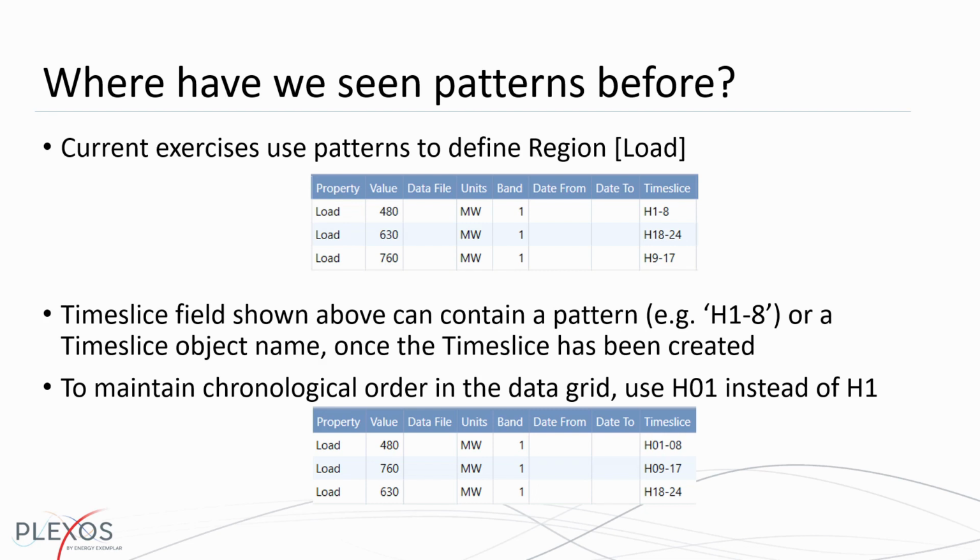To maintain chronological order in the column, use H01 instead of H1. This can be seen in the ordering below that shows hours 1 through 8, then hours 9 through 17, and finally hours 18 through 24.